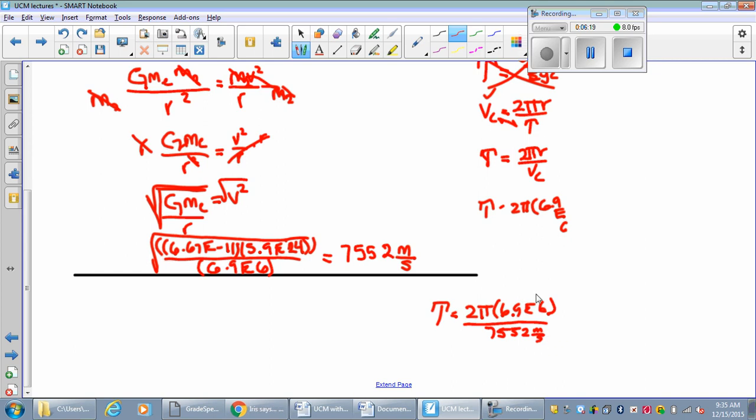And now we put that in the calculator. 2 pi times 6.9 E6 divided by 7552. So we get about 5,740 seconds. And if we divided this by 60, we would get it in minutes. Let's divide that by 60 and let's see how long it would take. About 95 minutes, more than an hour and a half. Okay, so that's how you do the period and the velocity.